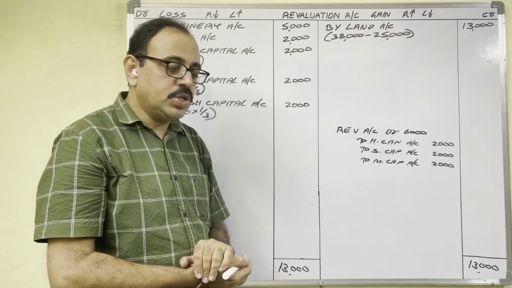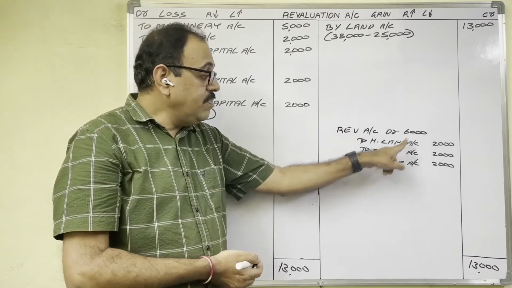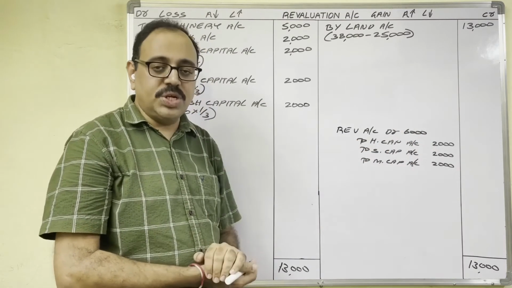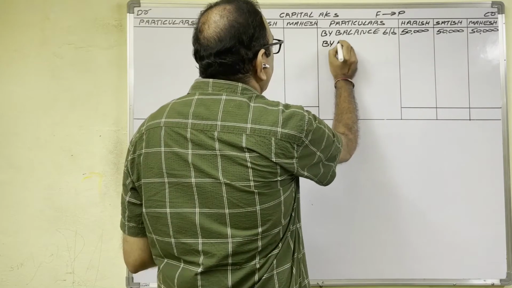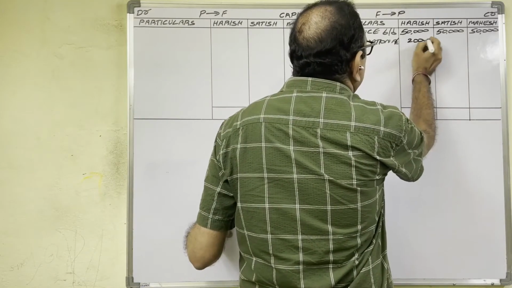What to write in the particulars column? By revaluation account. In Harish column 2,000, in Satish column 2,000, in Mahesh column 2,000 rupees. So on the credit side, by revaluation account, 2,000 rupees each.